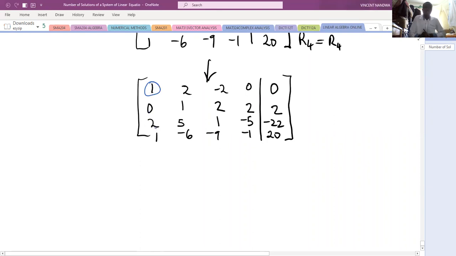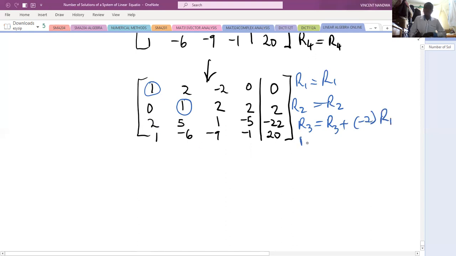But you also expect to have this one to be 0, this one to be 0. So we have to correct this part and this part. So row one stays row one, row two stays row two, and for row three, because of this non-zero element here, we say row three plus minus two row one. This non-zero element will be corrected by saying row four equals row four plus minus one row one. So that's what we have.